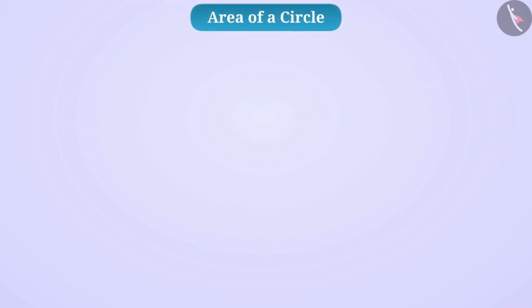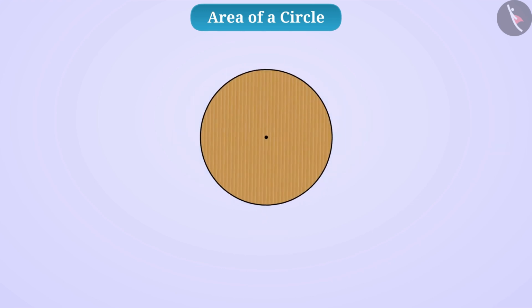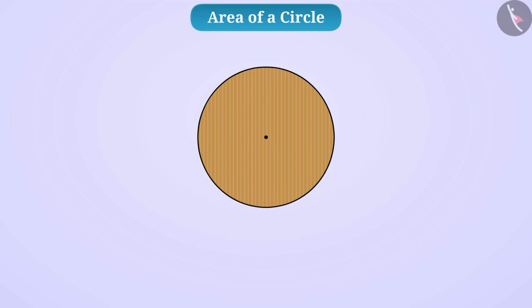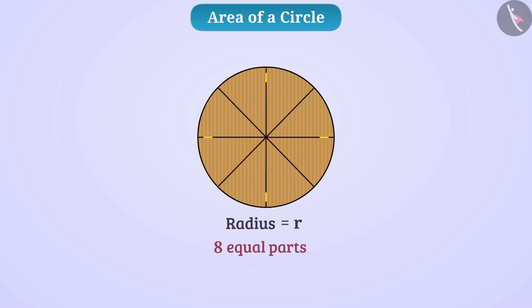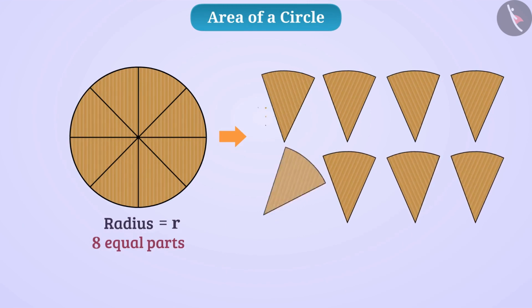Now, let's talk about the area of a circle. We know that the surface enclosed by a plane closed figure is called its area. Let us find the area of this circle by an activity. Suppose we have taken a circle of cardboard. We will consider its radius as r. First, we will divide this circle into 8 equal parts. Now, we will cut these parts and separate them. We will arrange these parts in this way.